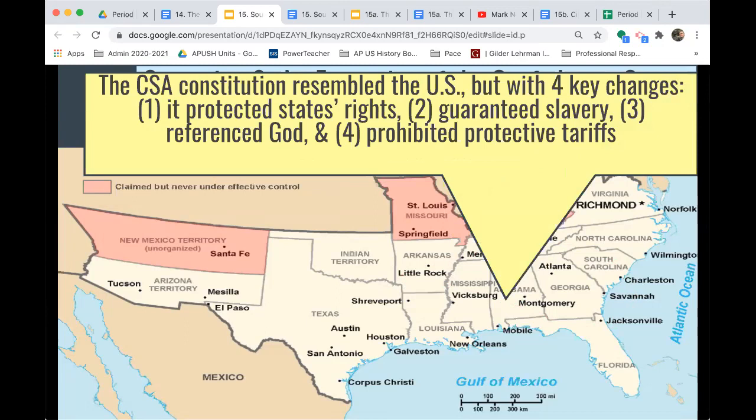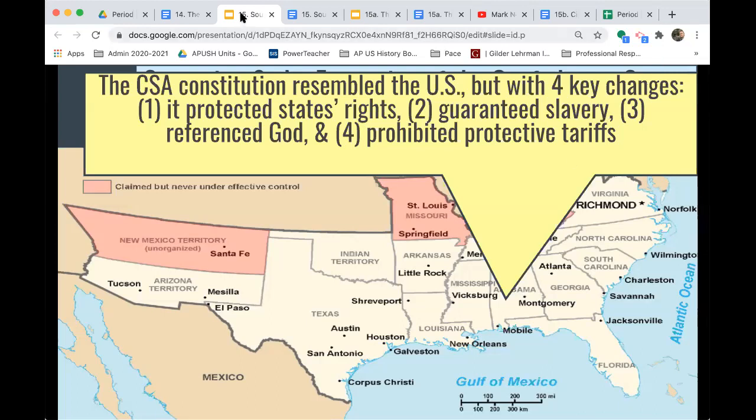Change 1, state sovereignty, right? Meaning there's no supremacy clause, no statement that says that the national government has supremacy over the states, which is what the U.S. Constitution has. All right, so protect states' rights. 2, it guarantees slavery in any territory the Confederate States have or will have in the future. So it explicitly protects the institution of slavery. 3, it references God in a way the U.S. Constitution does not. And 4, it prohibits tariffs, because again, we know the South is not in favor of tariffs. So that is the system in which their constitution will be formed.